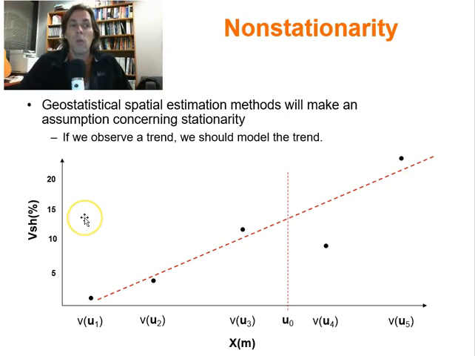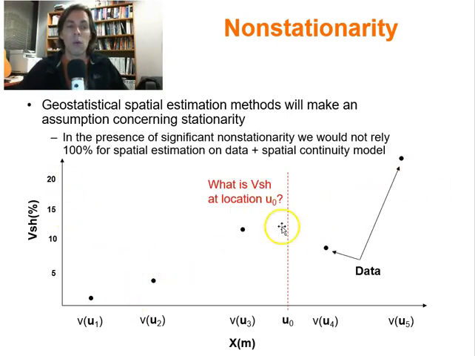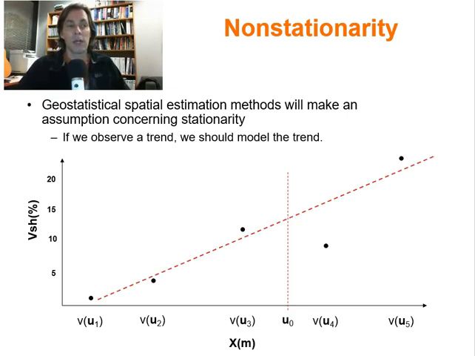The problem we have, though, is we have a trend in the data. You look at that data, and clearly there's something going on. It's rising as we go from location 1 through location 5. And so there's a pretty clear trend. If you observe a trend, we really should model the trend. We need to fit a model to it. Now, everything we're going to do right now is data-driven. Of course, we could have all kinds of other secondary information, geologic information, geophysical information, and so forth, to help us model this trend.